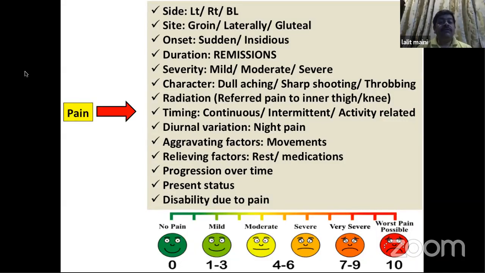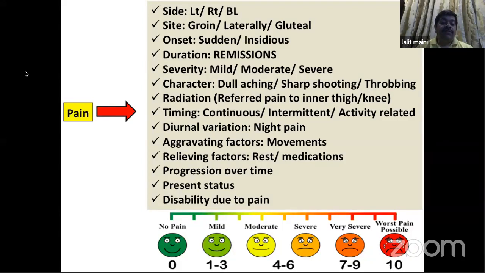Radiation, time, is it continuous? Is it intermittent? Or is it activity related? Is there a diurnal variation? Is night pain a very prominent phenomenon associated? What are the aggravating factors? Does movement increase the pain? What are the relieving factors? Invariably rest and medication, these are the two commonest.